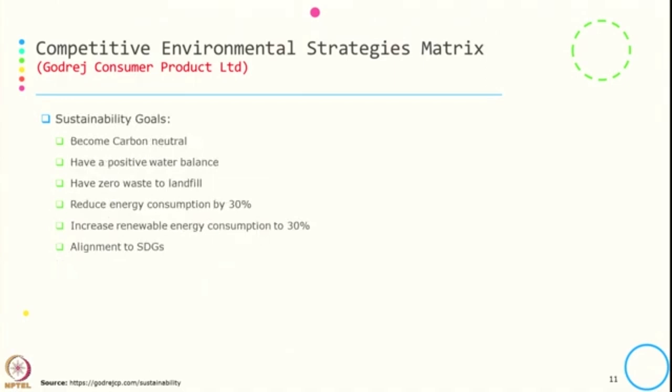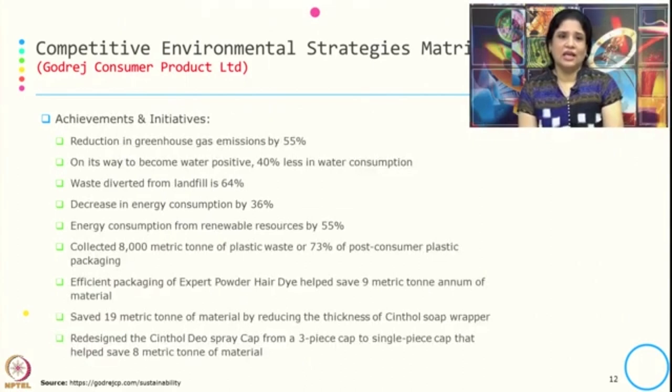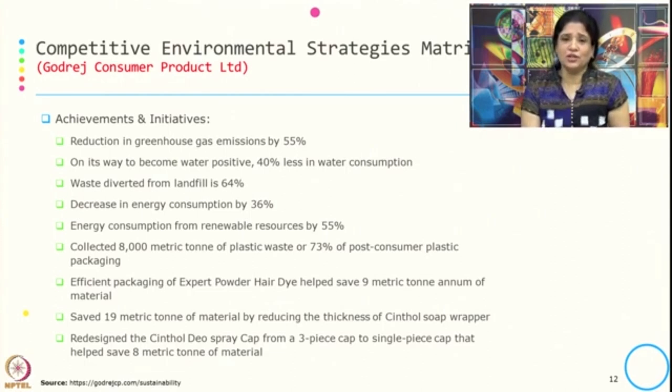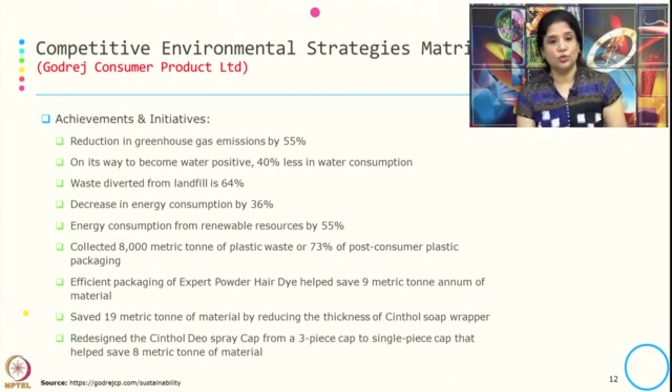Their sustainability goals are to become carbon neutral, have a positive water balance, have zero waste to landfill, reduce energy consumption by 30%, increase renewable energy consumption by 30%, and alignment to SDGs. Now, the achievements and initiatives they have done range from reducing greenhouse gases to savings from reducing the thickness of the Cinthol soap wrapper, then efficient packaging of Expert powder hair dye helps save 9 metric tons of materials, then energy consumption from renewable sources to 55%.